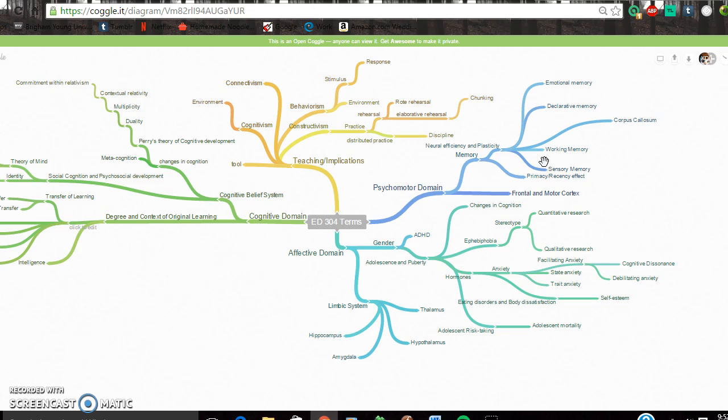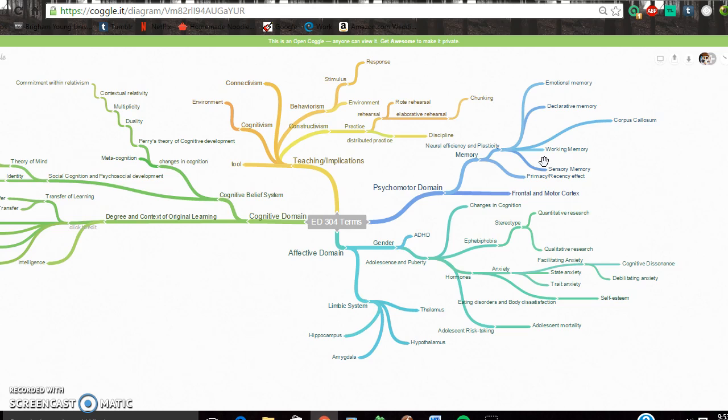Going on to memory. Memory is the process of what we think and what we store. It's just a storage unit where we keep all of our stuff. It's where we keep all the information that we learn on a daily basis. And our memory is built up based on the things that we learn, and it has to do with our neural efficiency and our plasticity.